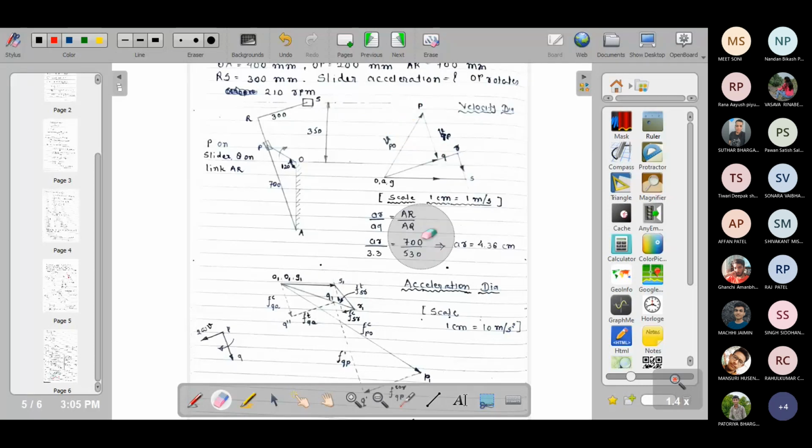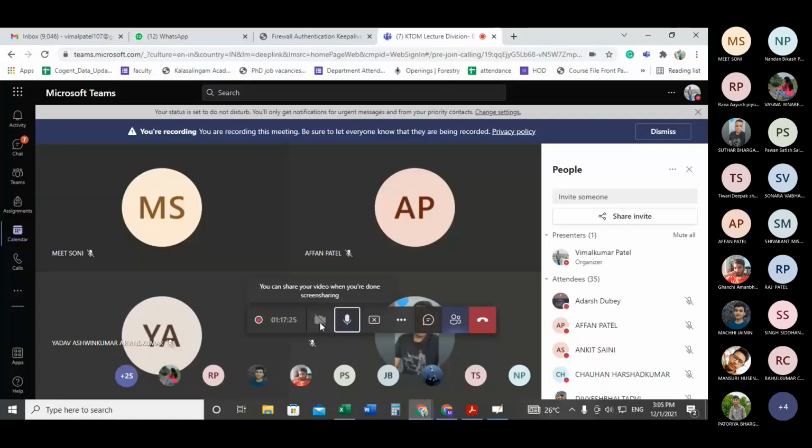Okay. So we'll stop here. Any confusion? If you have any confusion, you can ask me. Otherwise, we'll stop here. Yes, any confusion?